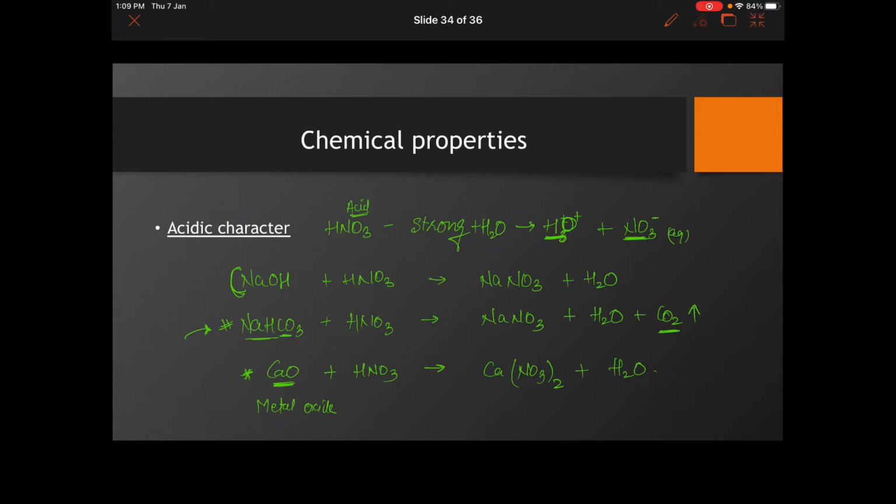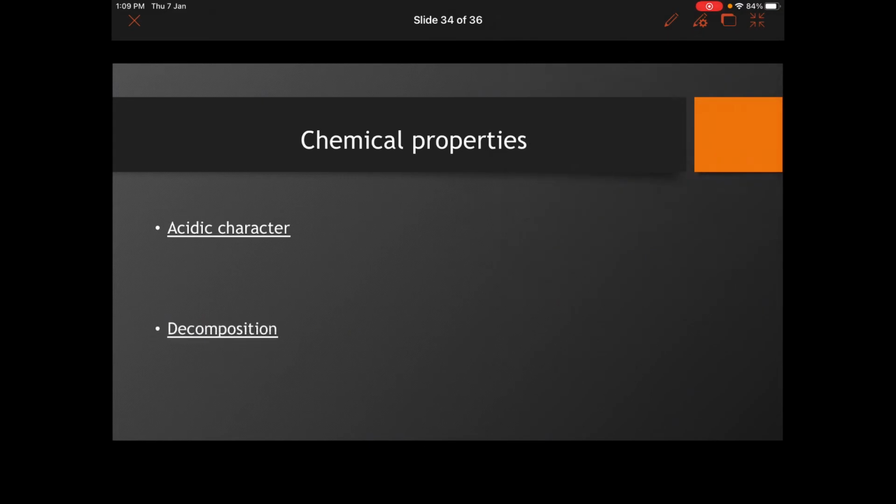Correct? Second important reaction is again a very, very important property of HNO3, because this is going to be utilized in the rest of the chemical properties as well. So please make sure that you are 100% attentive during these reactions.